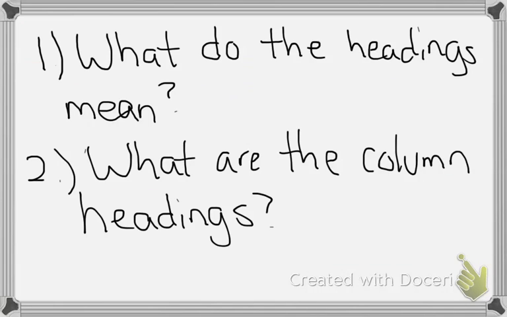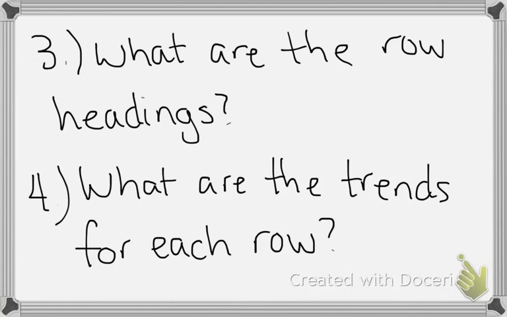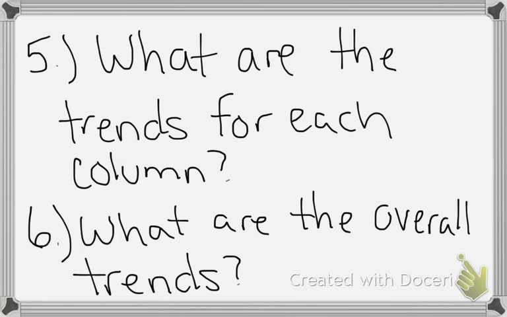As a review of the steps I go through when looking at a complex chart like this: the first thing I ask is, what do the headings mean? What is being displayed in that chart? Second question, what does each column display? Third question, what are the rows displaying? Fourth question, what are the trends for each row? Most charts tend to have trends on the ACT or PLAN test, either based on the rows or the columns, so see if there's a pattern present. Fifth, what are the trends for each column? And lastly, what are the overall trends for the graph?